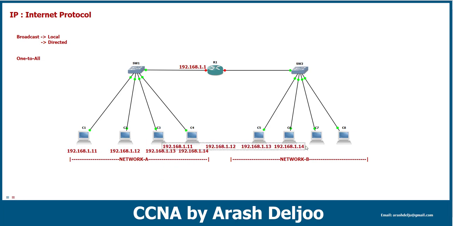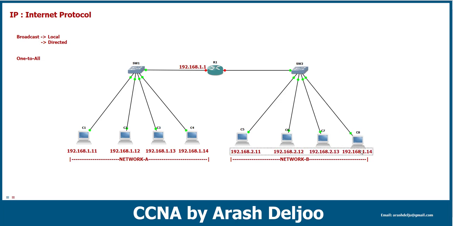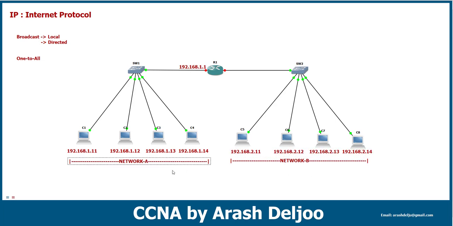Look at here, because this is another network, we need to assign the addresses with different first three octets. For example, for C5 I'm using 192.168.2.11, and for C6 I'm using 192.168.2.12. For C7 I'm using 192.168.2.13, and for C8, computer 8, I'm using 192.168.2.14. Why? Because these computers are residing in different networks and they should use different network IDs.